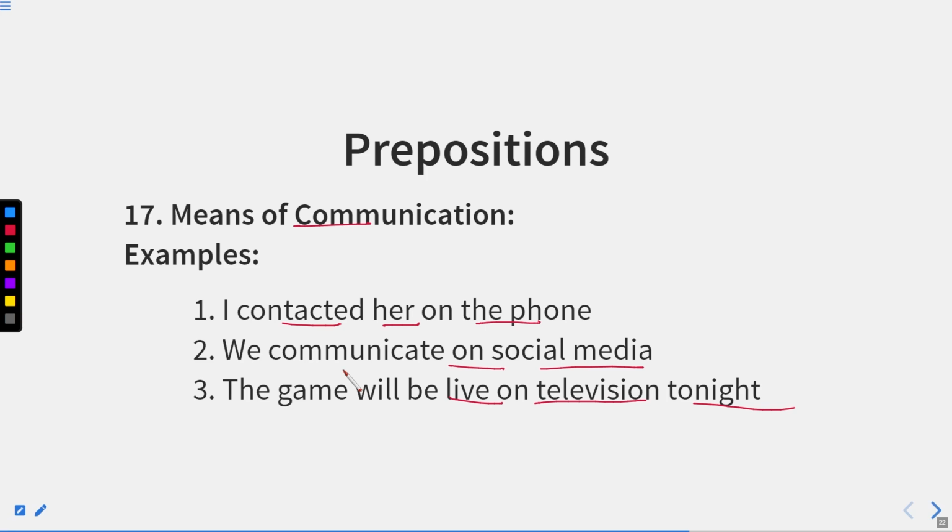For example, we got this information on the radio, or the news came on the radio. Sorry, this news came on the radio. So on the radio means it is just the means of communication over there, from which we are getting the information, or we are providing the information through that particular thing. So for that we can use the preposition on.